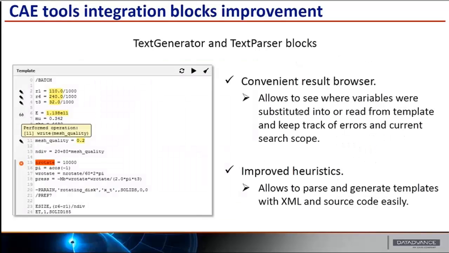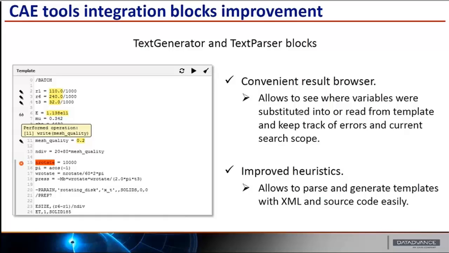So the next feature is a significant improvement of CAE tools integration. I will tell shortly about the blocks that were improved. It's the TextGenerator block. It generates a text file by some template, substituting the specified regions of the template with values received to its input ports. And the TextParser block parses an input file, extracting data values from the specified regions of the file and sending them to its output ports.